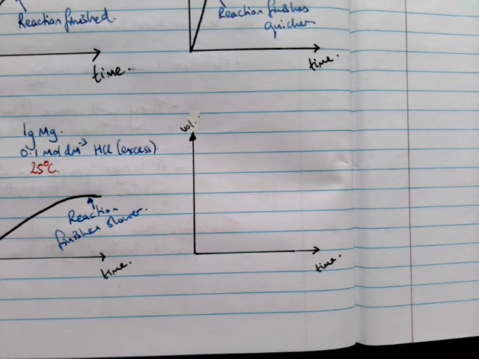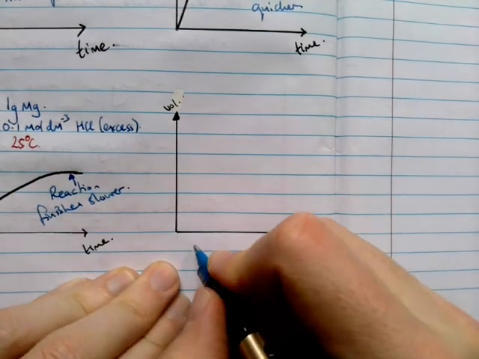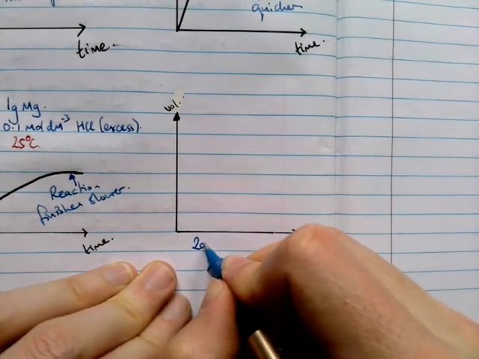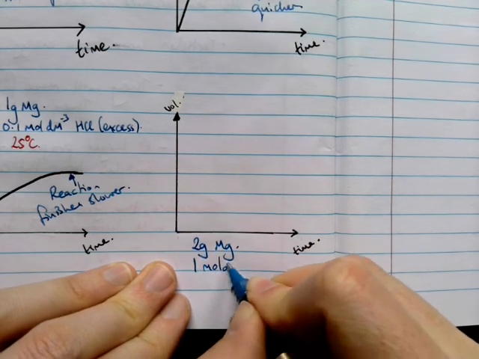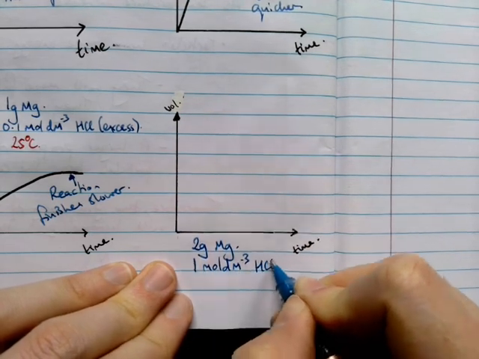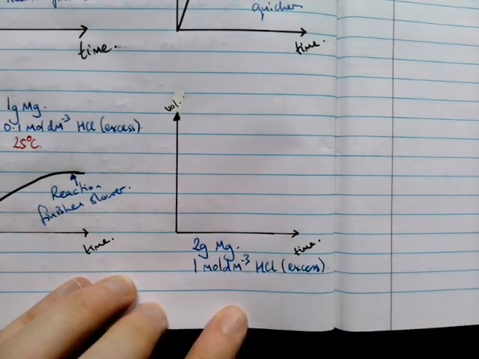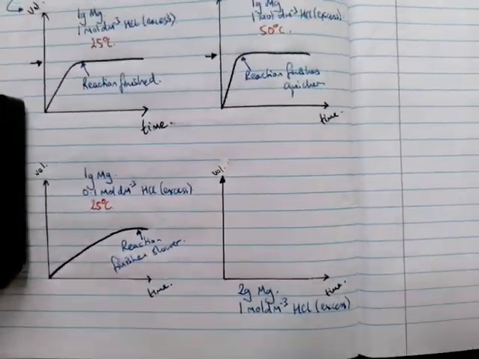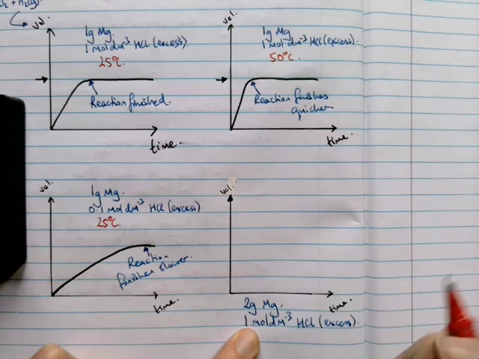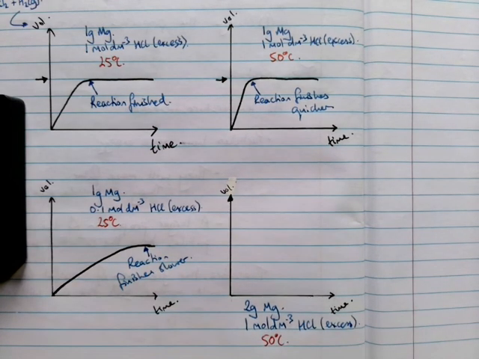All right, so let's do, I'll write this down here. Might be a clue to what the graph looks like. 2 grams of magnesium, 1 mole per decimeter cubed HCl excess, and we're going to do it at, we'll do it the same as we did this one up here. So this one up here we did at 50, we'll do this one at 50 as well. So what would the graph for that look like?